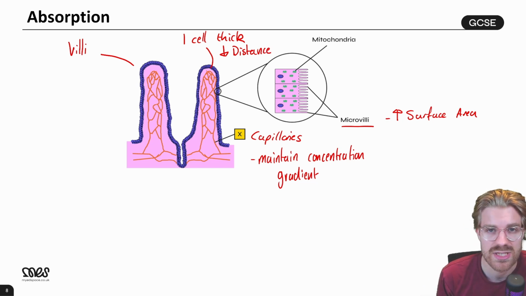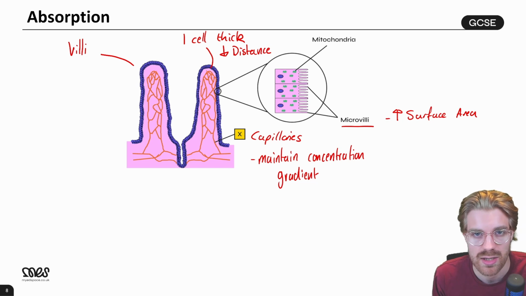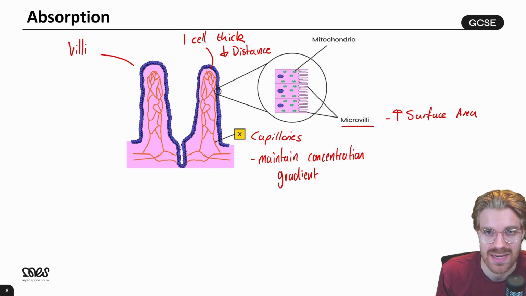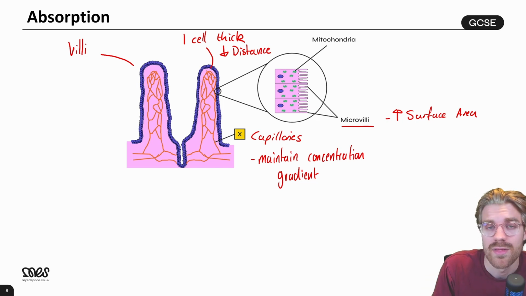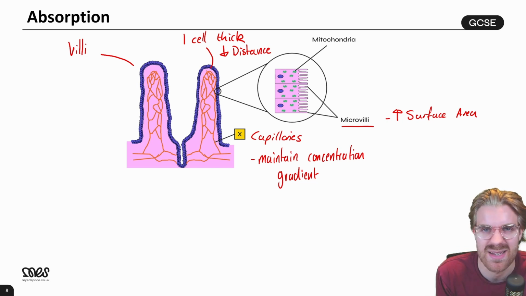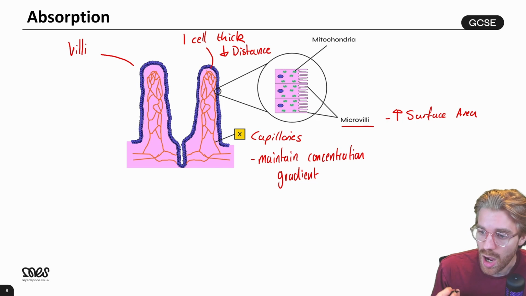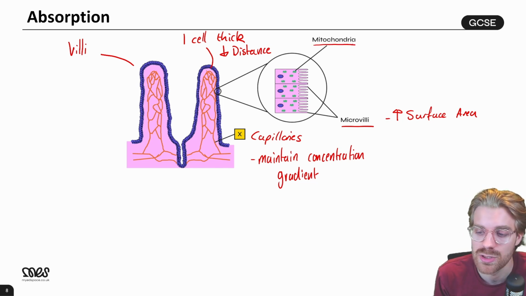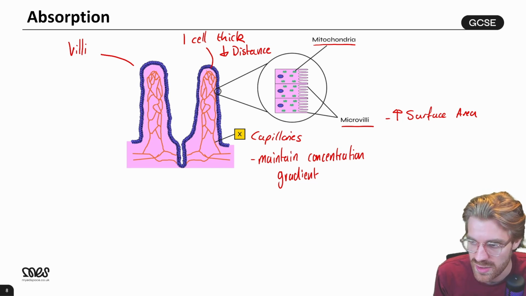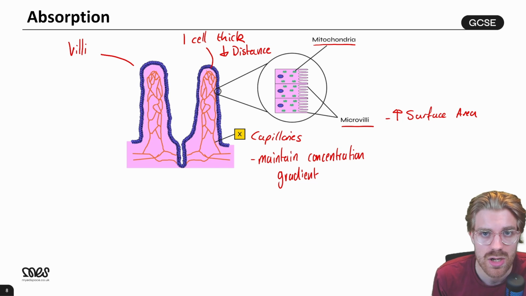Now, it's really important that we say that the exchange surface is 1 cell thick. Don't start saying that it has a thin membrane, because if you said that it has a thin membrane, maybe the examiner thinks that you think that it has a thin cell membrane, and that would be incorrect because the cell membrane basically stays the same thickness. Our final adaptation here is the mitochondria. And we can see that there are lots of mitochondria within these epithelial cells, the cells of this exchange surface. What is the role of the mitochondria? Well, they are there as the site of aerobic respiration.